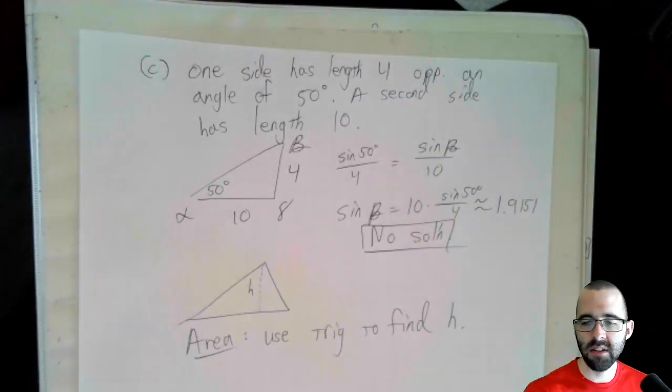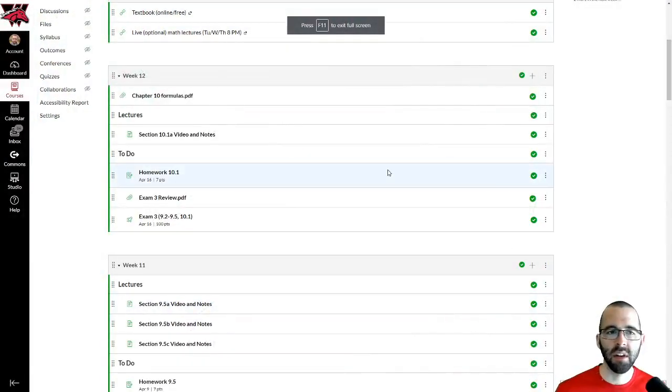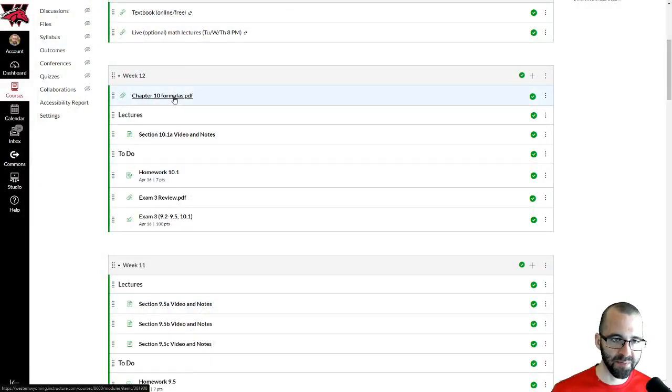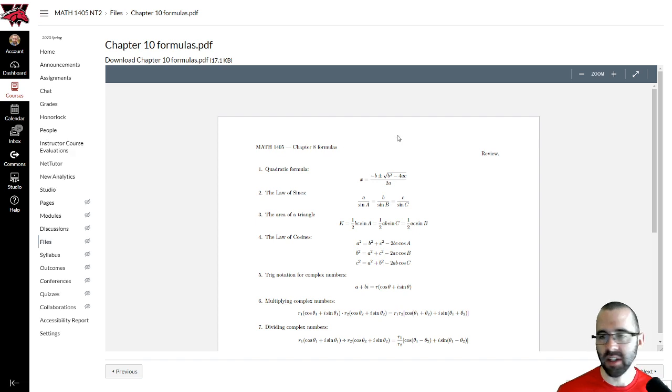So if you look on Canvas, under the week 12 module where we're doing 10.1, there's going to be a bunch of formulas in chapter 10 that I will give you that you do not have to memorize. And one of them is an area formula. Okay, so law of sines is on here. It's upside down from what we're talking about with A's instead of alphas, but it's the same law. Area of a triangle says that it's just going to be 1/2 any two sides multiplied by each other, and then the sine of the angle between them.